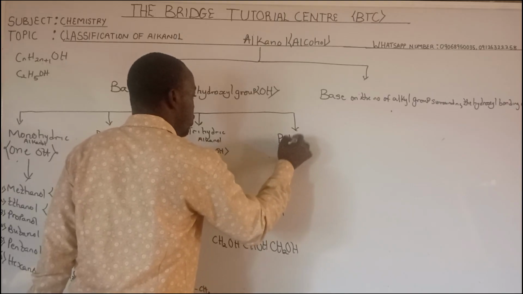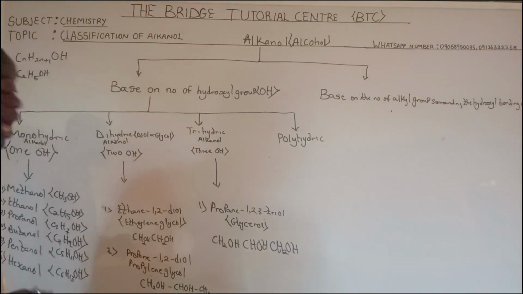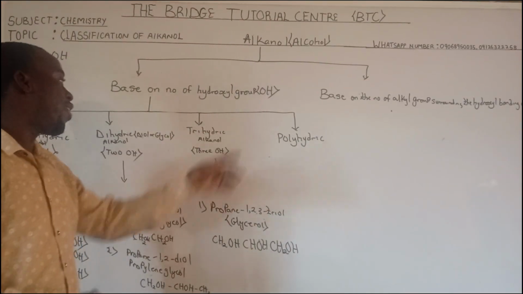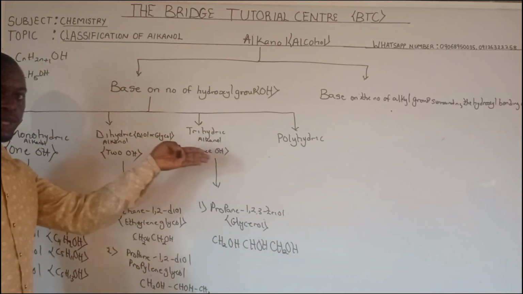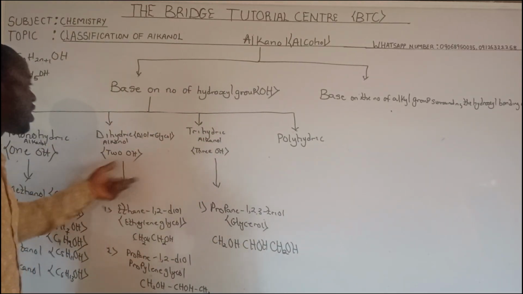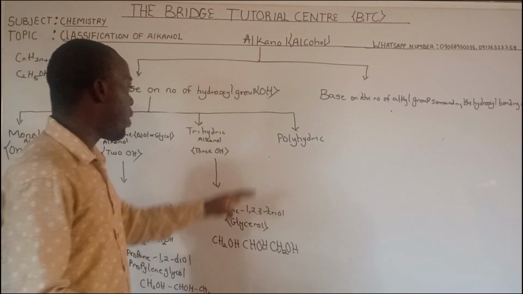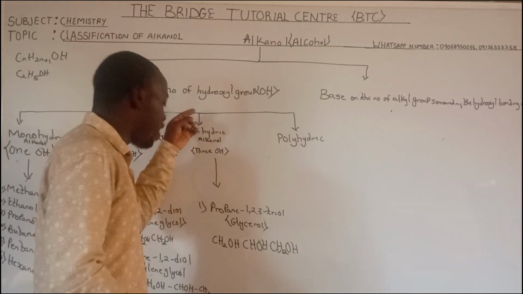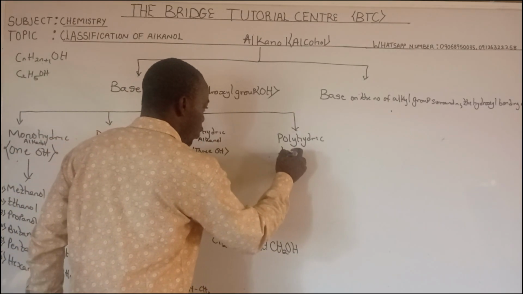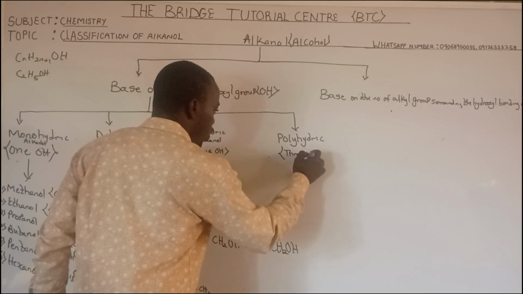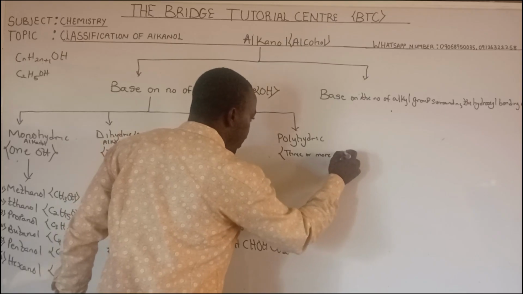Polyhydric. So for the word poly, you know what poly means. In this case, we are going to consider it as those alkanol with 3 or more hydroxyl group. Though sometimes they consider it as 2 or more. We may see them calling dihydric and trihydric under polyhydric alkanol. But here we are going to be talking about alkanol with more than 3 OH. So let's take a look. We have 3 or more OH.